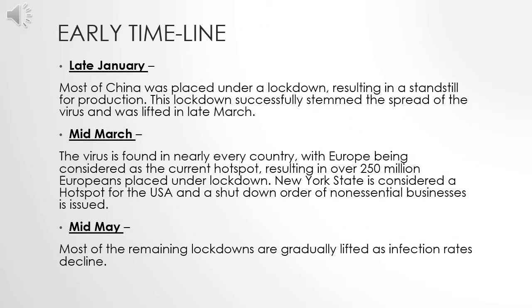Early timeline. Late January, most of China was placed under a lockdown, resulting in a standstill for production. This lockdown successfully stemmed the spread of the virus and was lifted in late March. Mid-March, the virus is found in nearly every country, with Europe being considered the current hotspot, resulting in over 250 million Europeans placed under lockdown.